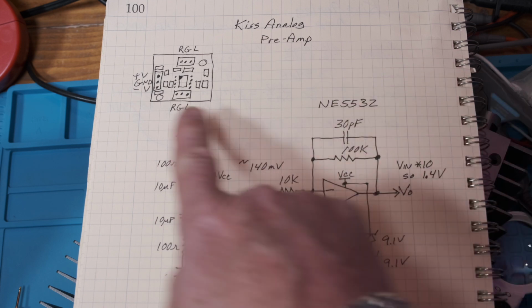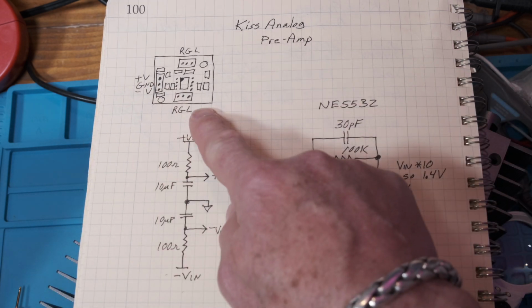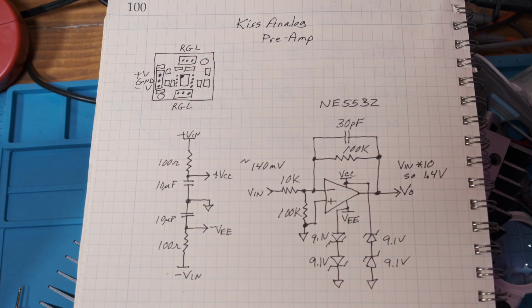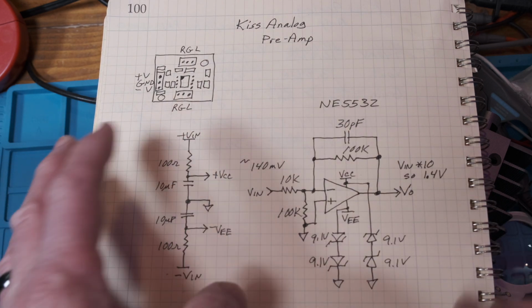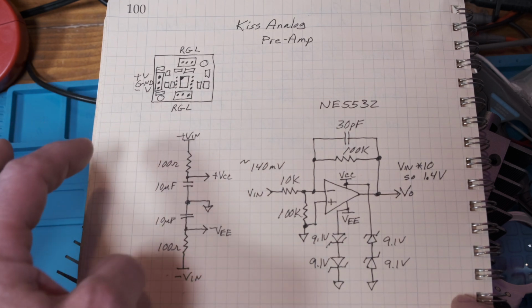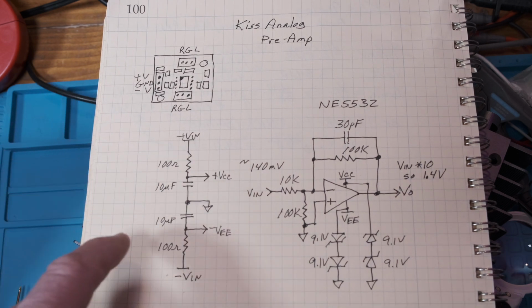All right, and here is the schematic I came up with. The little board has the power and input and output connector. I need to write input and output on that. It doesn't have a lot of components. They're all surface mount.